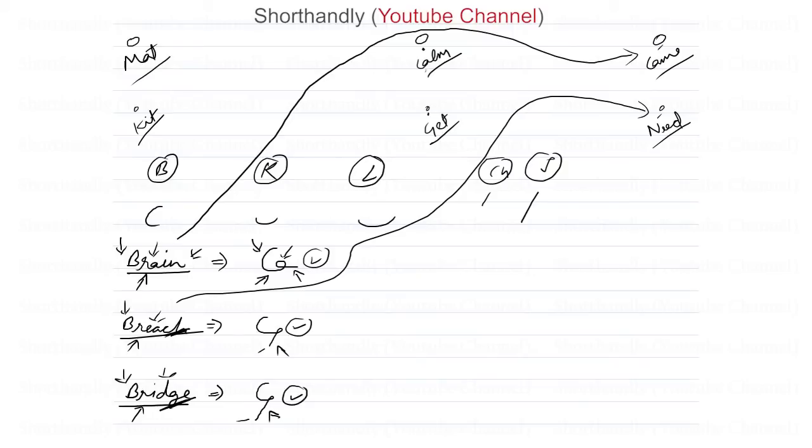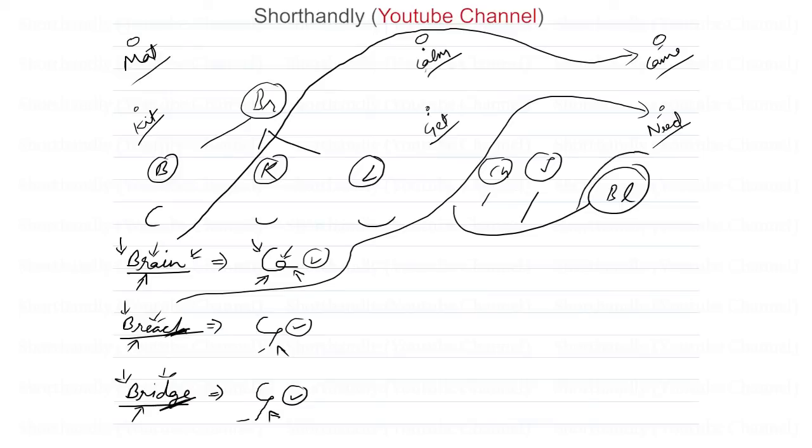So these were some words that contain BR in them. Now we're going to take some words that contain BL in them. Our first word is, let's say, blame.